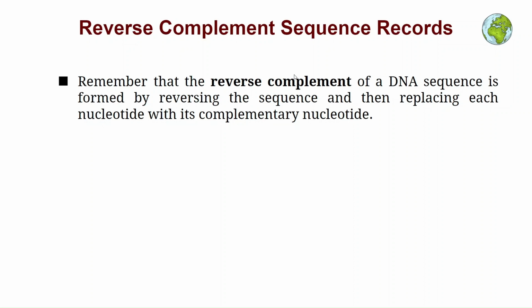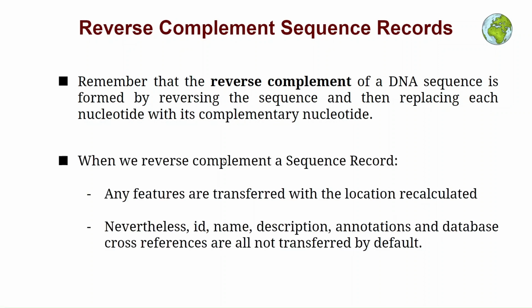Now, what happens with sequence records? Well, with sequence records, we have the sequence and also additional information. So when we reverse complement a sequence record, it is very important to bear in mind that any features that we have are going to be transferred with the location recalculated. Nevertheless, the ID of the sequence record, the name, its description, annotations, and also database cross-references are not going to be transferred by default.